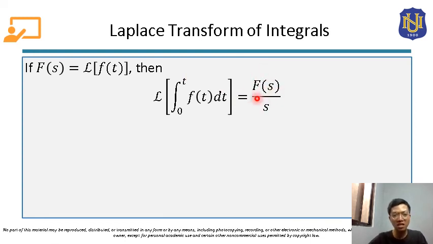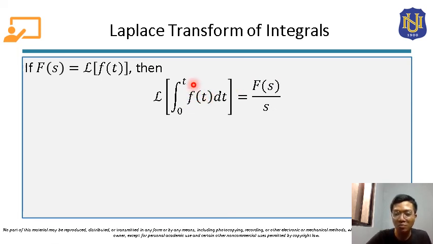For this, what we're going to do is, if this is the given f(t), the integral of any function of t dt from 0 to t, if we get its Laplace transform, that will just be equivalent to F(s) over s. So F(s) here is the Laplace transform of this function here.